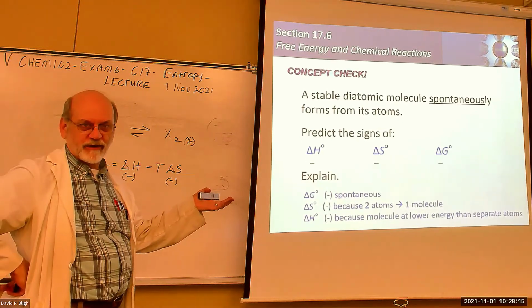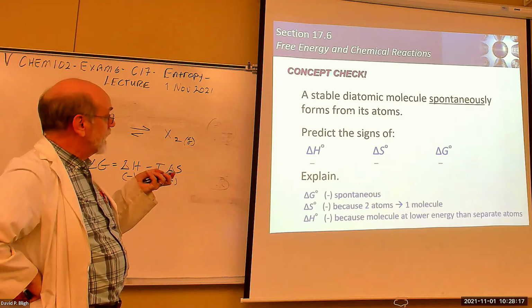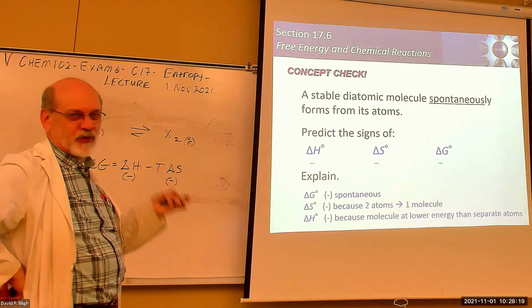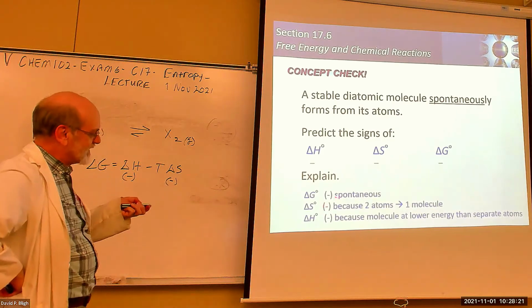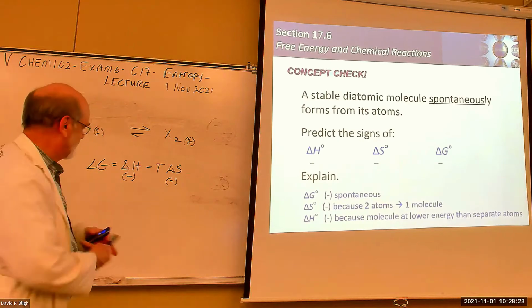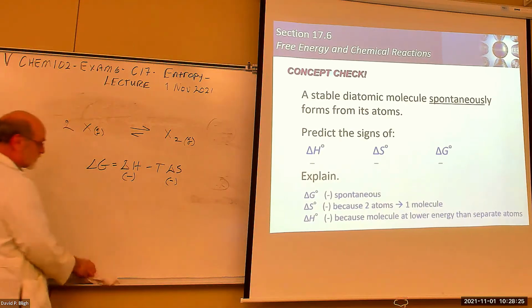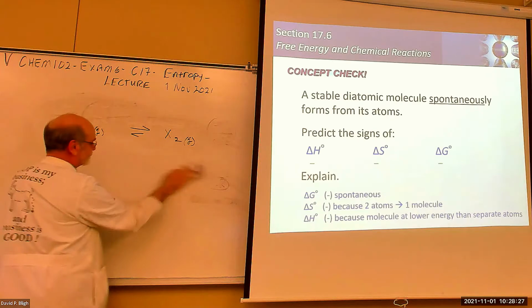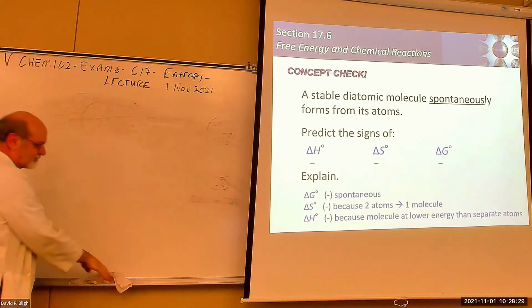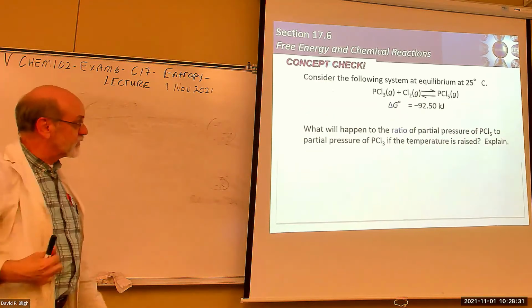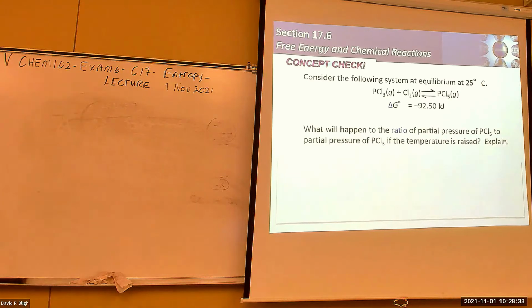So delta G, well, okay. Didn't read the problem, right? A stable diatomic molecule spontaneously forms. If it's spontaneous, that has to be negative. Ooh, that's what happens when you're sleep deprived. Let's see if I can get through this without making any more mistakes.